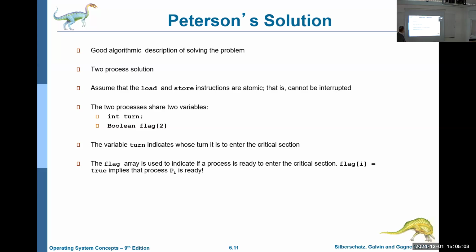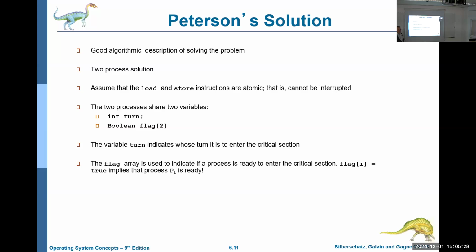The two processes share two variables: turn and a two-variable array called flag. The variable turn indicates whose turn it is to enter the critical section, and the flag array is used to indicate if a process is ready to enter its critical section. Flag of I equals true implies that P of I wants to go in, is ready to go in.